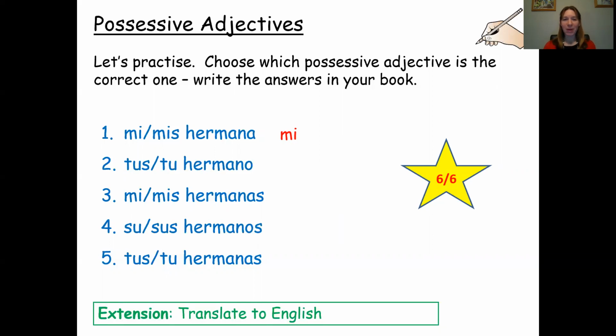Well done. So hopefully you have managed to do that and it's not been too challenging for you. So these are the answers. Number two is tú. Number three is mis, because it's hermanas. Number four, it's sus, because it's hermanos. And then the last one is tus, because it's hermanas. Sorry, that's actually out of five, not out of six. So a bit of a teacher error there. Sorry about that. So please give yourself a mark out of five. Hopefully you've been able to do that. And the essential task was to translate to English. So that would be my sister, your brother, my sister's, his or her brothers, and your sisters. Okay.